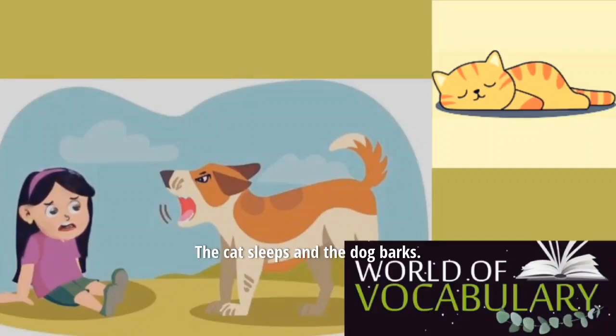Compound sentence: the cat sleeps and the dog barks. This sentence contains 2 independent clauses joined by a conjunction, and. Complex sentence: the cat sleeps because it is tired. This sentence contains an independent clause, the cat sleeps, and a dependent clause, because it is tired.